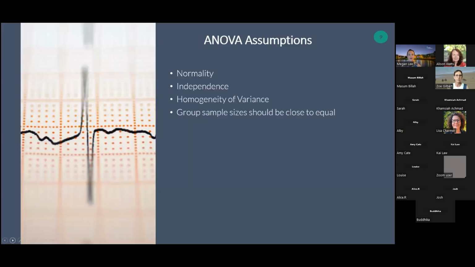The assumptions of ANOVA are normality, independence, homogeneity of variance, and group sample sizes should be close to equal. So you shouldn't have like 20 vegans and 120 vegetarians in your data set. Otherwise, you are going to violate that assumption.